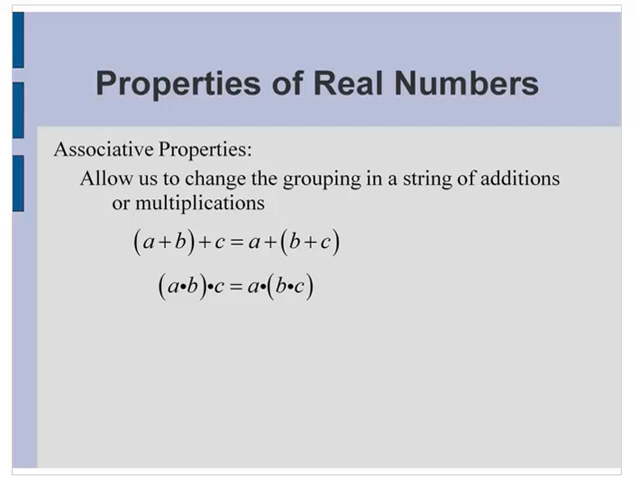The second property we will discuss is called the associative property. The associative property allows us to change grouping in a string of additions or multiplications. So if we have an intended grouping of a plus b and then add c, we can instead add the b plus c first and then add that result to a. We have a similar idea for multiplication. It allows us to change groupings.